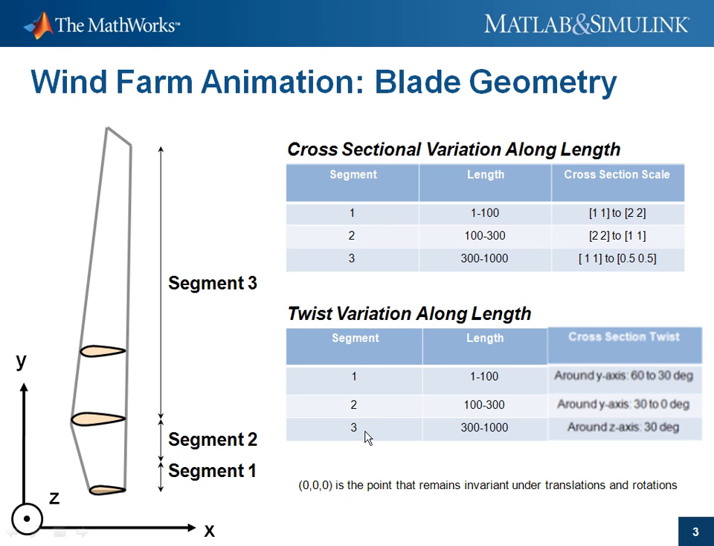Additionally, I would like to make this blade look more realistic, and to do that, I will have a twist variation. From 1 to 100, I would like the twist variation to go from 60 degrees to 30 degrees, and then from 100 to 300, I would like it to vary gradually from 30 to 0, and then I would like a twist along the z-axis from 300 to 1000 to get the sharp edge towards the very end. Right. Key thing to keep in mind is that 0,0 is the point that remains invariant under translations and rotations.